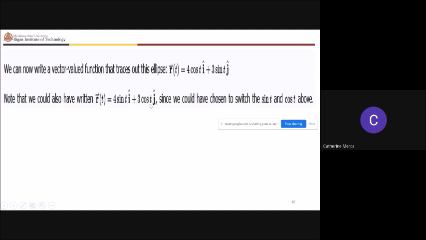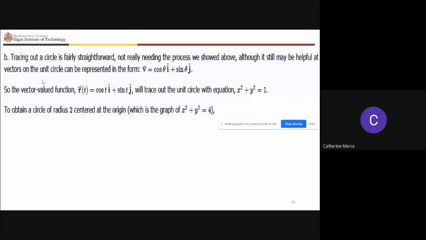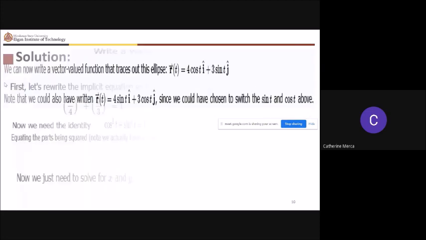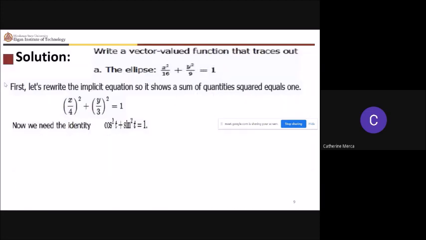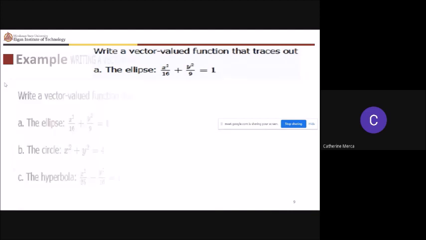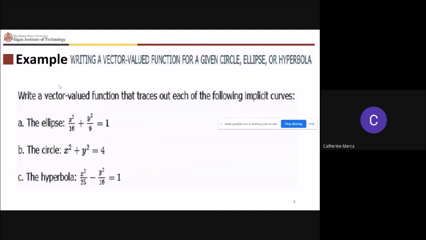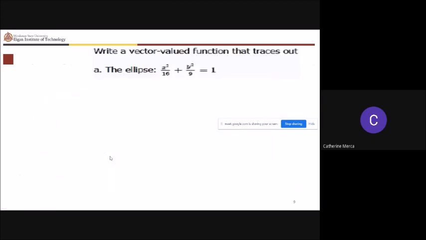Now, about the earlier question, how about another equation? Let's check the question and go back. The other one is here. How about the circle, or the hyperbola? Let's take a look at the circle. You're asked to write a vector valued function that traces out the circle. You have x squared plus y squared equal to 4. So let's take a look at the solution of B.